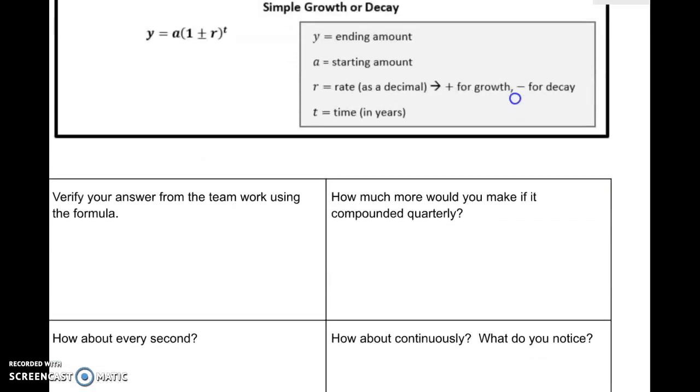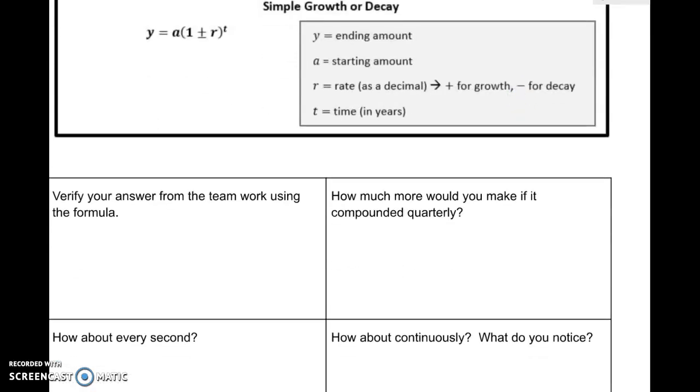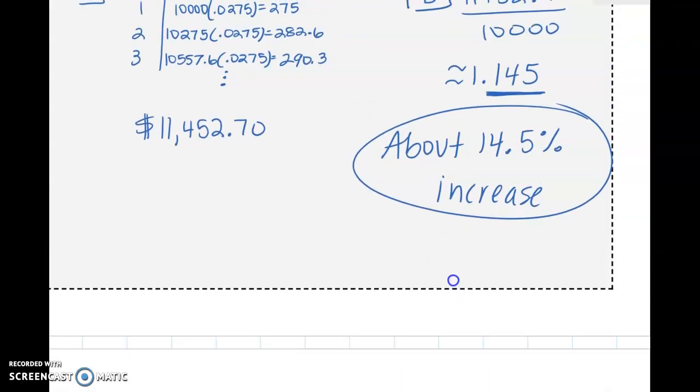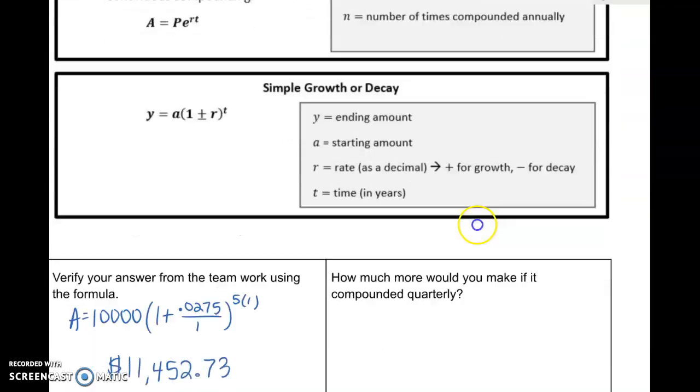So really for that first one, we could use either formula. I'm going to go ahead and use compound interest. So we will say A equals 10,000 times 1 plus our percentage rate, which is 0.0275, because I'm working from the teamwork problem, divided by the number of times compounded, which is just 1 time, and then raised to the nt, so that's going to be 5 times 1. Okay, when I plug that in my calculator, you're actually going to get approximately $11,452.73. And if you compare to what we got when we did this by hand, that is pretty close.